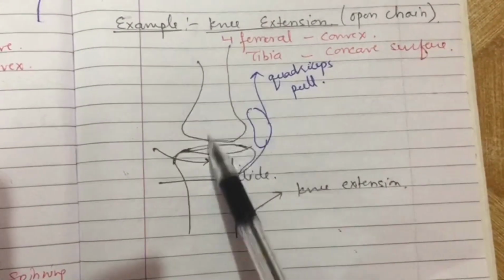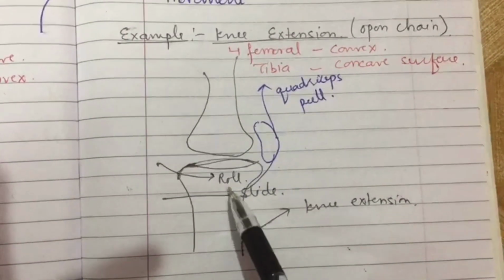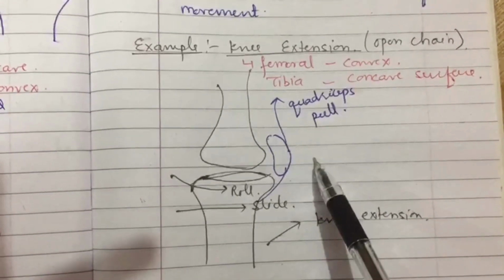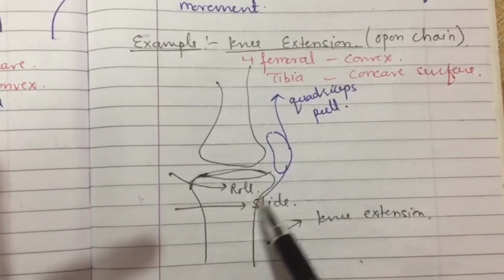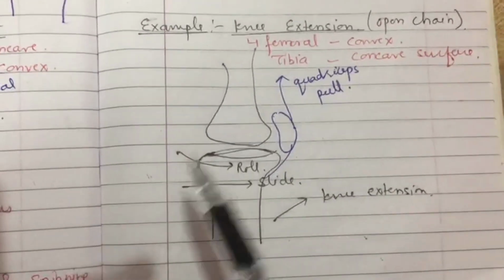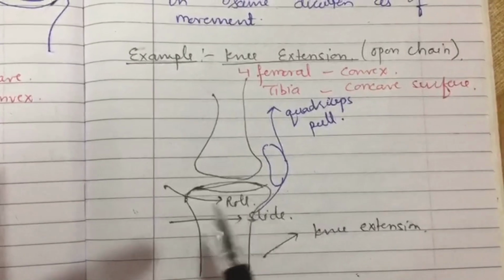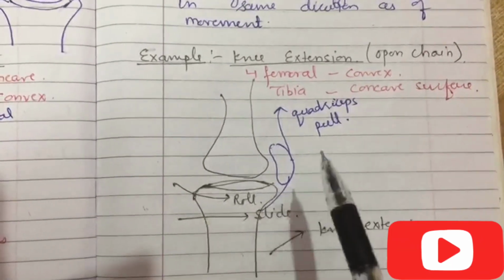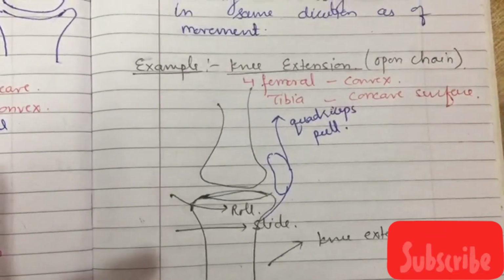So as you can see here in this diagram, whenever there is movement of the tibia in the upward direction, then rolling and sliding will also be happening in the upward direction. If these movements are not happening together, then definitely the locking mechanism will be affected and can lead to instability of the knee.